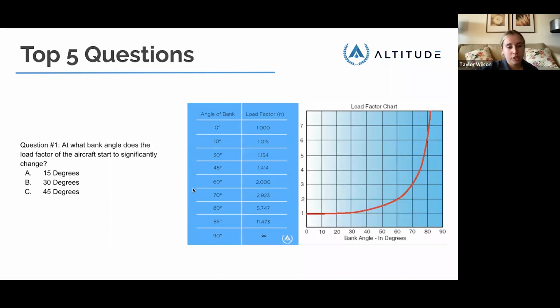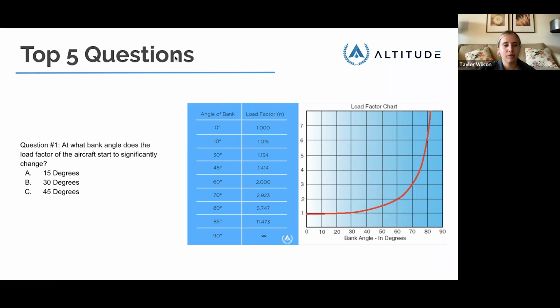One of our first questions here, question number 1: at what bank angle does the load factor of the aircraft start to significantly change? Either A, 15 degrees, B, 30 degrees, or C, 45. This is where I'll have you guys put your answer in the chat there. I'll give you guys a second to answer, and then I will answer it with you. You can either look at the chart here and follow the line, or, well, it's kind of obvious on this chart, a little bit more obvious than the numbers here.